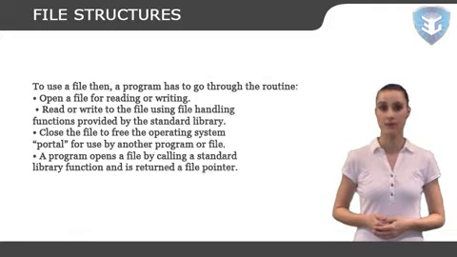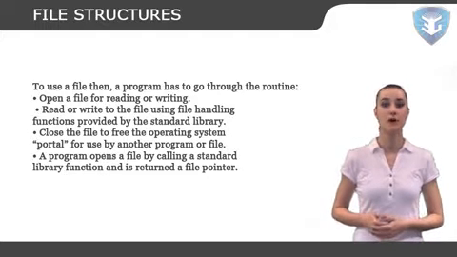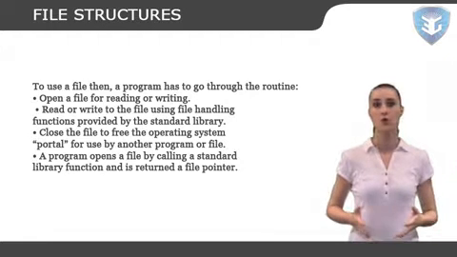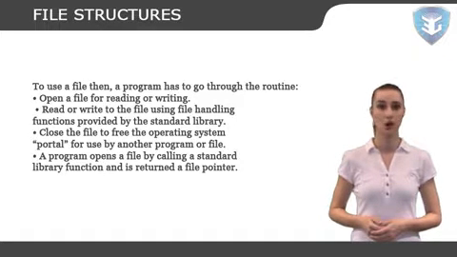To use a file then, a program has to go through the routine. Open a file for reading or writing. Traverse a path and locate the file on disk or whatever. Read or write to the file using file handling functions provided by the standard library. Close the file to free the operating system path for use by another program or file. A program opens a file by calling a standard library function and is returned a file pointer by the operating system, which allows a program to address that particular file and to distinguish it from all others.